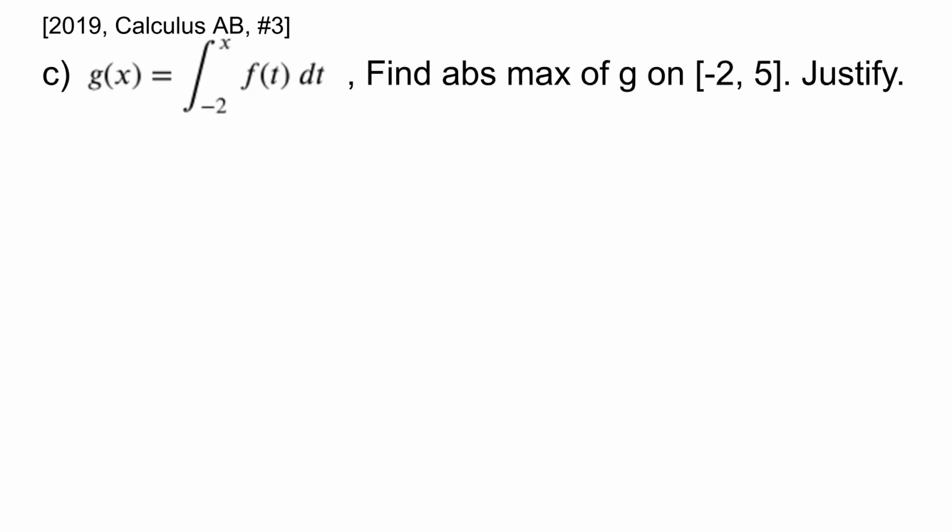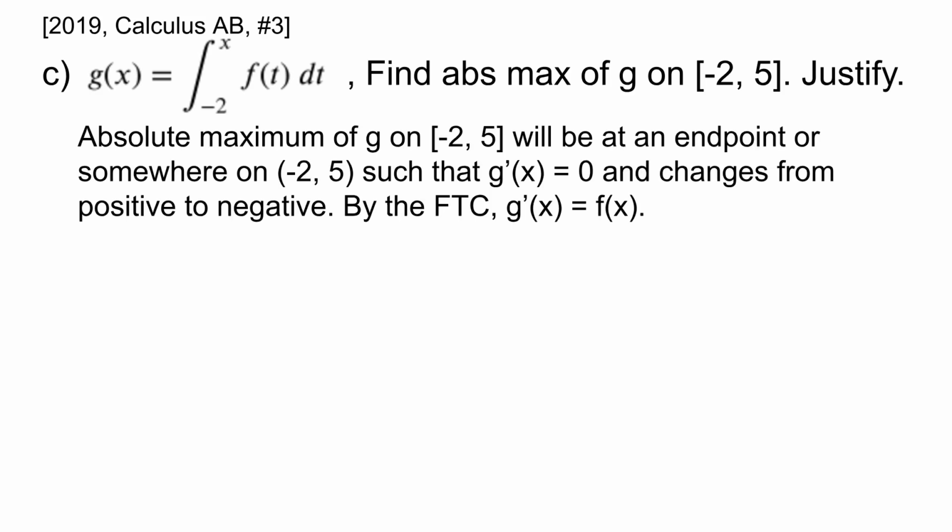In part C of this question, we are given a function g of x, which is equal to the integral from -2 to x of f of t dt. And then we are asked to find the absolute maximum value of g on the closed interval from -2 to 5 and to provide justification. The absolute maximum value of g on the closed interval from -2 to 5 is going to occur at an endpoint of that interval or somewhere on the interior, such that g prime of x is equal to 0 and changes from positive to negative.